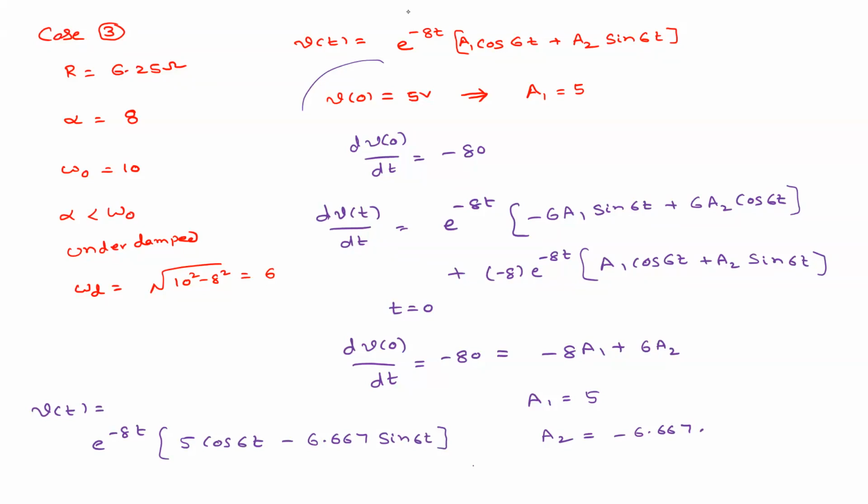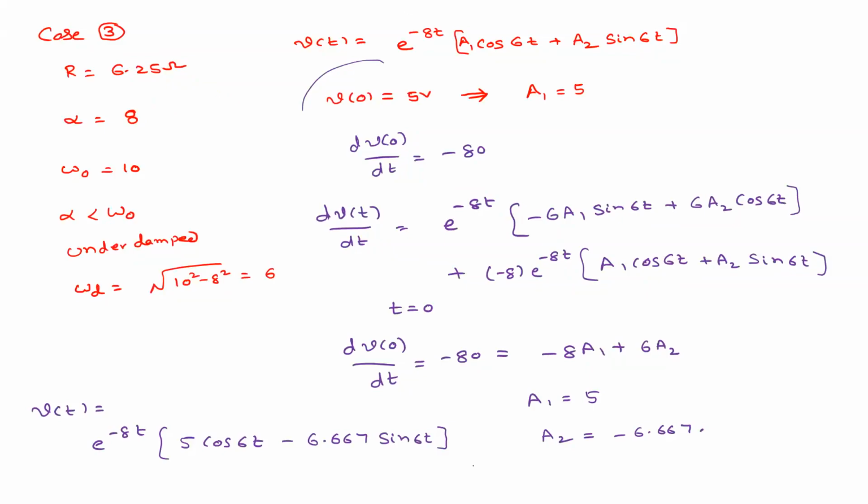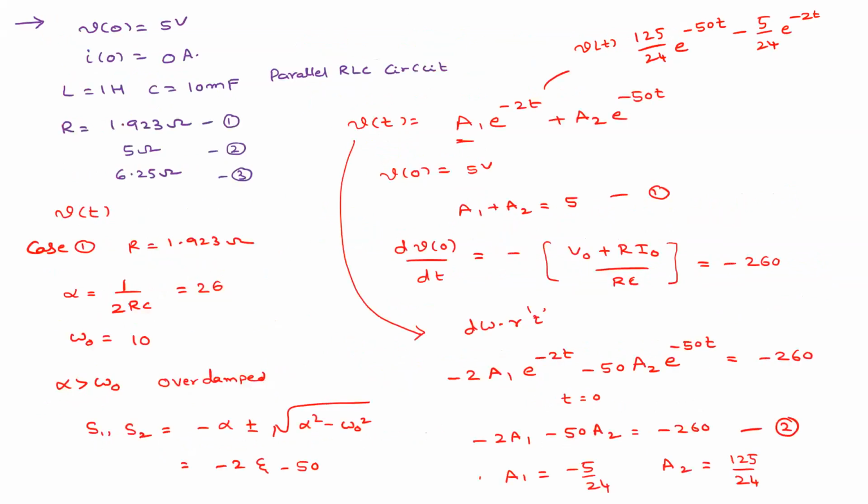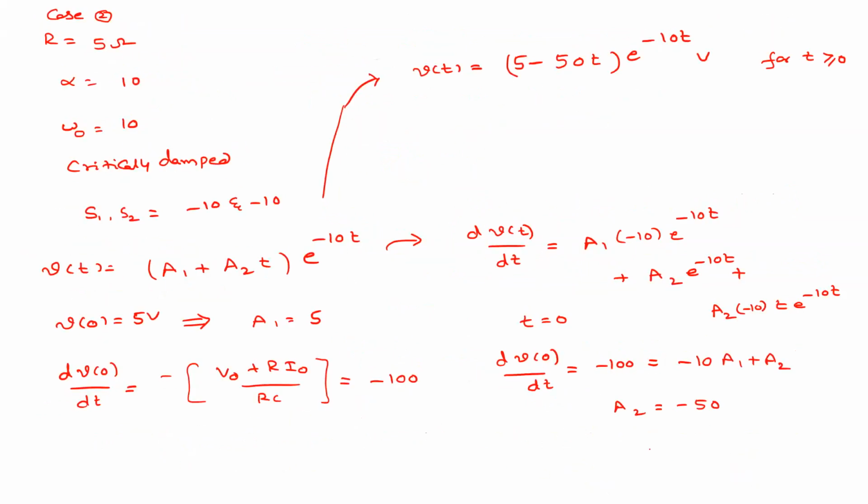All right. If you notice, in the first case the R value is 1.923. So for 1.923, this is over damped. For 5, it is under damped. For 6.25, it's critically damped. And this is under damped, right?